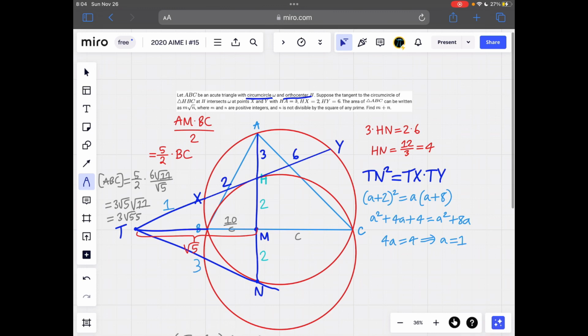It can be written as m root n, where m and n are positive integers, and n is not divisible by the square of any prime. We can confirm that 55, which equals 5 times 11, is not divisible by the square of any prime. Find m plus n. So that's 3 plus 55, which is equal to 58. And we are done. We just solved AIME problem number 15.